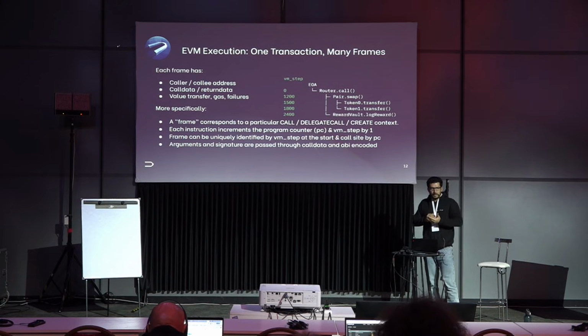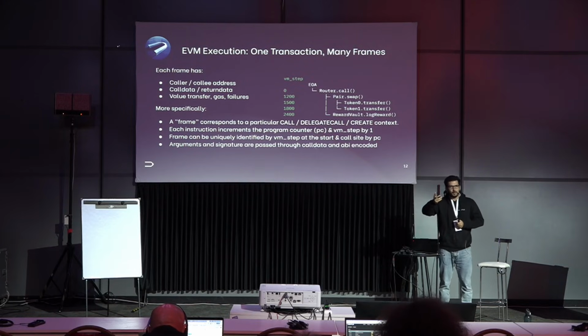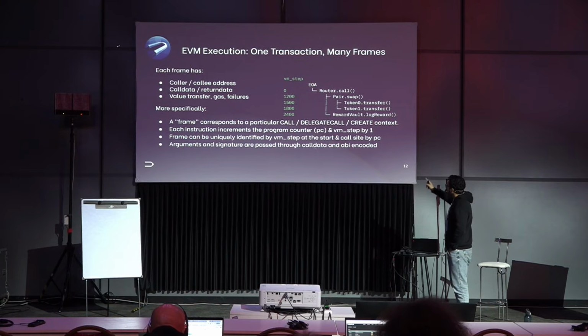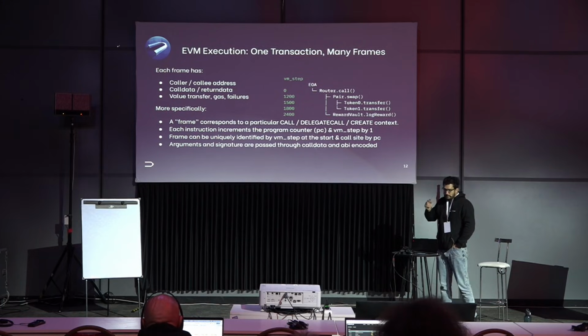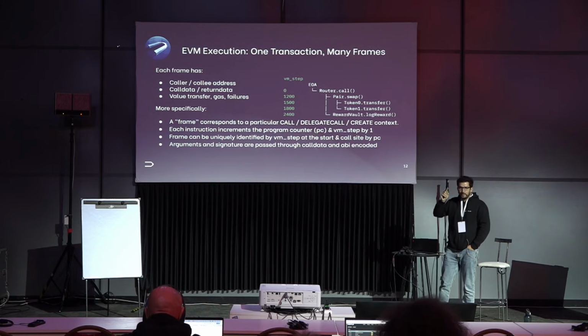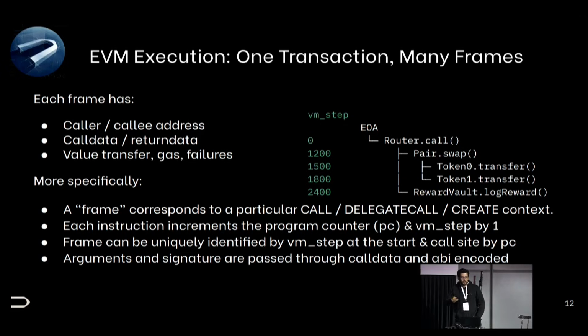So each frame really corresponds to a particular call, delegate call, or create context. So when you create a smart contract, for instance, that is also a call. If you look at this, we have two counters. We have the VM step, and we have a program counter. The VM step is a global counter that we increment when the execution of a transaction starts. It starts at 0, and with every single instruction that we execute, we increment this counter.